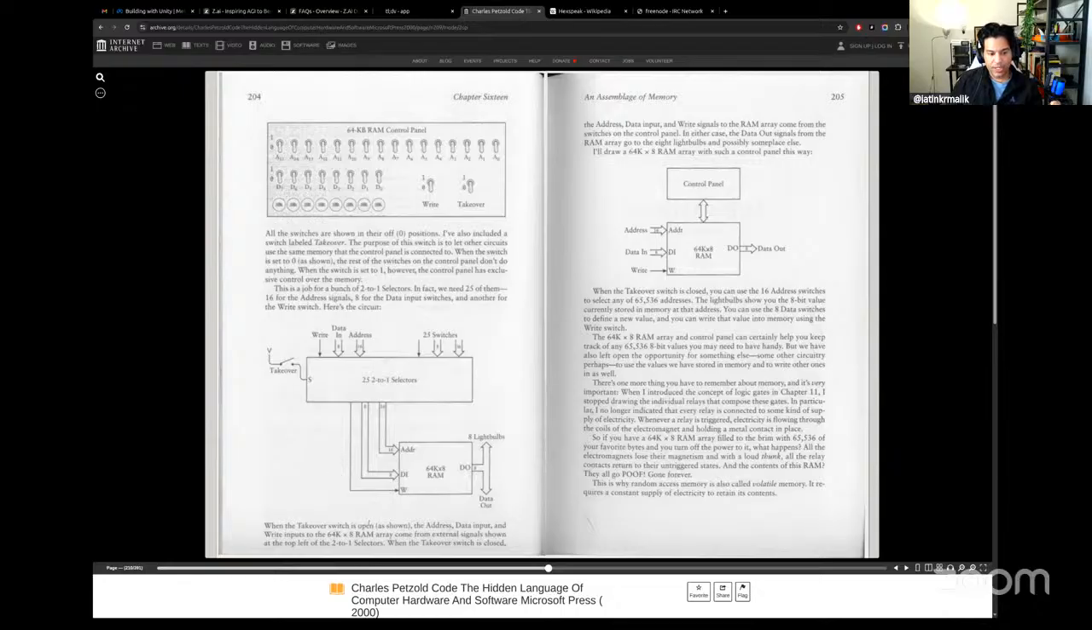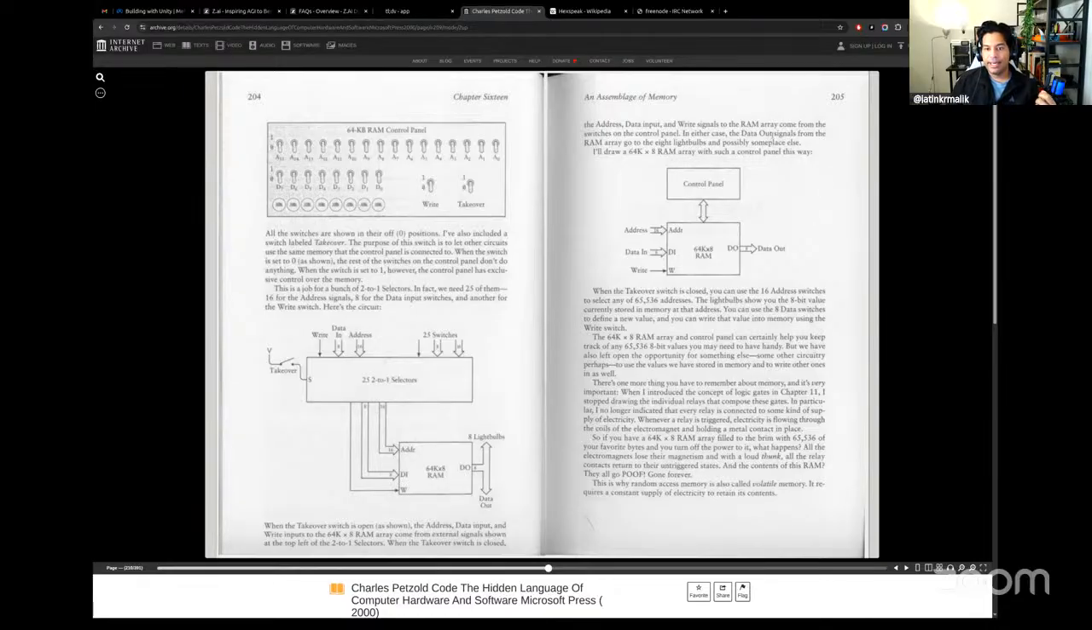When the takeover switch is open as shown, the address, data input, and write inputs to the 64K by 8 RAM arrays come from external signals shown at the top left of the 2-to-1 selector. When the takeover switch is closed, the address, data input, and write signals to the RAM array come from the switches on the control panel.